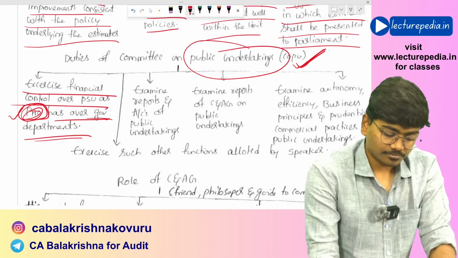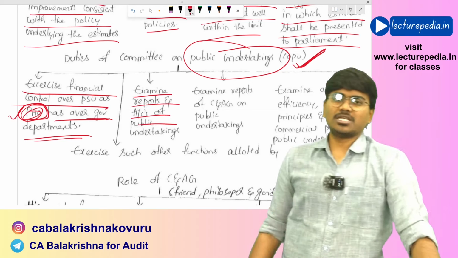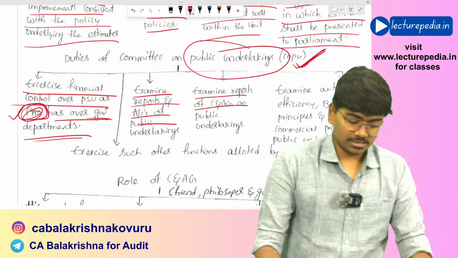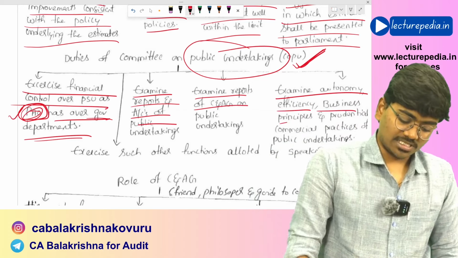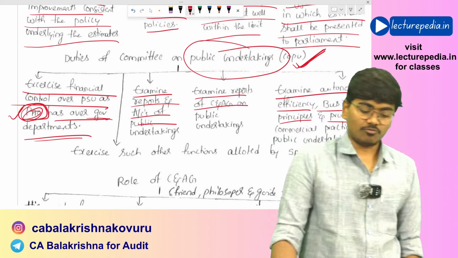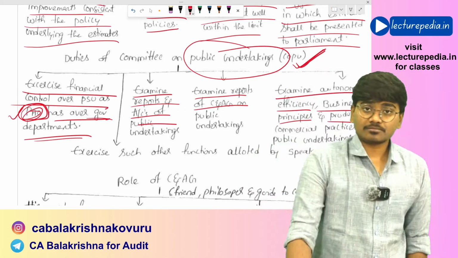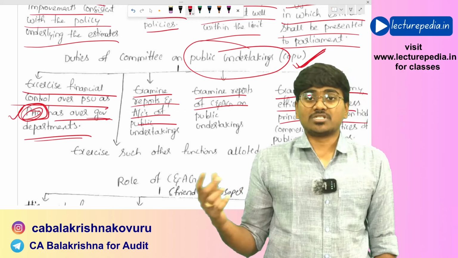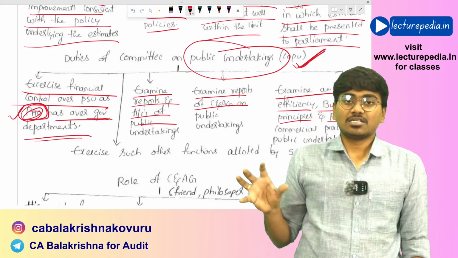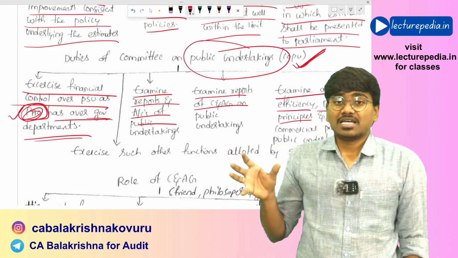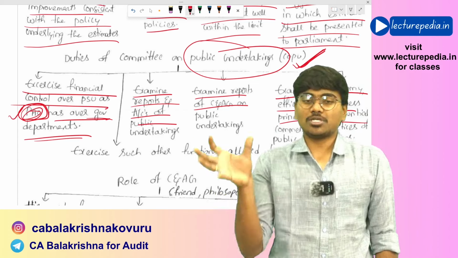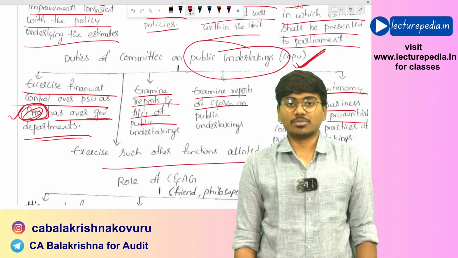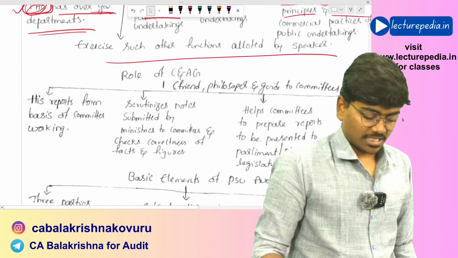Hope that is clear. Next, it will examine reports and accounts prepared by public undertakings, examine reports of CAG on public undertakings, and examine autonomy, efficiency, business principles and prudent commercial practices of public undertakings. Basically the objective of public undertakings is to generate profits, so it checks whether they are conducting their businesses along those lines or not. They will check the efficiency and autonomy of those public undertakings. And finally, exercise such other functions allotted by the Speaker to the Committee on Public Undertakings. These are the duties of the Committee on Public Undertakings.